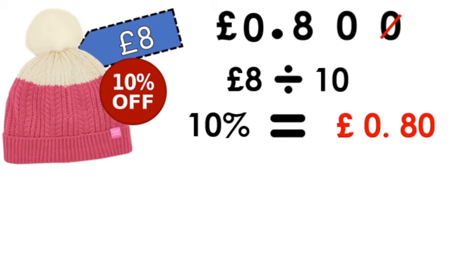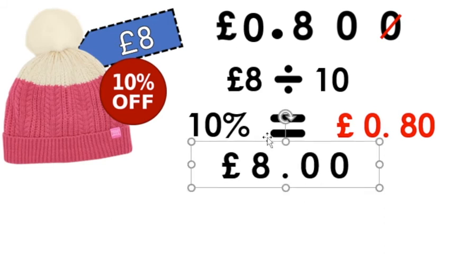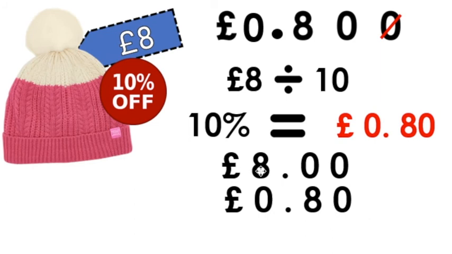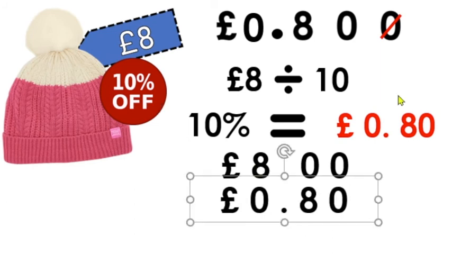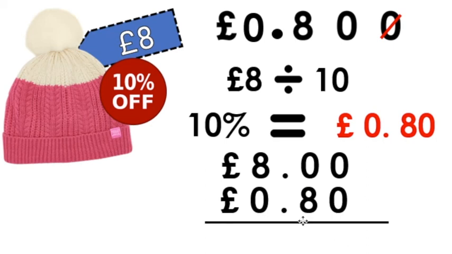Now, to find the price of the hat, remember that 80p is the 10% reduction. So now I take my £8, the price of the bobble hat. I take the 80 pence, it's the 10% reduction. It's a subtraction sum. Again, look, I'm just checking that everything's lined up. It's a subtraction sum, so I put my subtraction and I line it all up correctly.